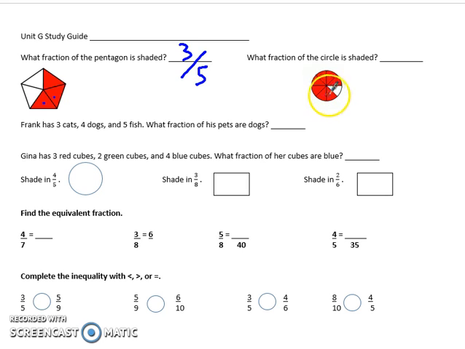Check out what fraction of the circle is shaded. I got 1, 2, 3, 4, 5, 6, 7 out of 1, 2, 3, 4, 5, 6, 7, 8. 7/8. Make my pen a little thinner.